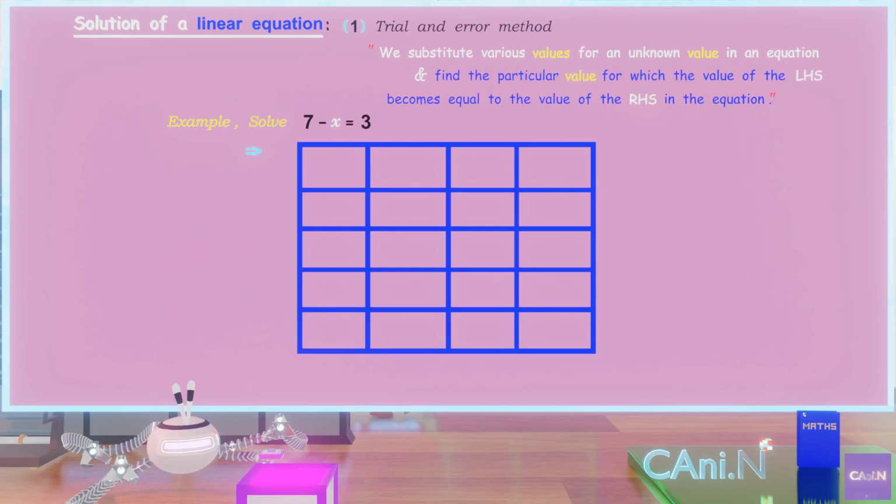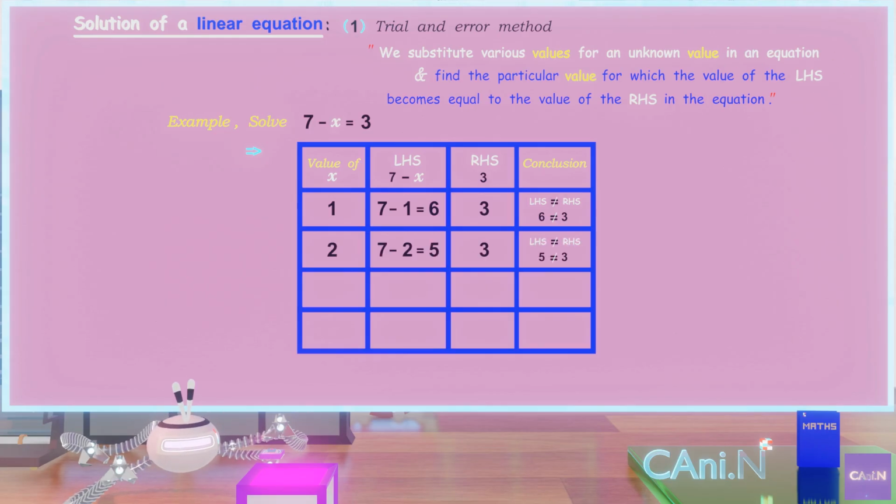Consider the table. In the first column we have the value of x. In the second column we have the LHS of the given equation, 7 minus x. In the third column we have the RHS of the equation, 3. And in the fourth column we have the conclusion. Now, if we substitute the value of x as 1, we get LHS as 7 minus 1 equals 6. RHS does not have any variable, so the value remains the same, that is 3. Conclusion is, LHS is not equal to RHS, since 6 is not equal to 3.